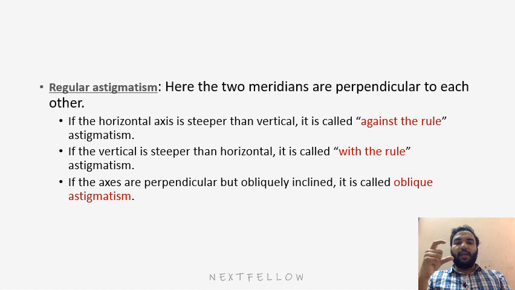So basically, with the rule astigmatism is where the vertical meridian is steeper. That is how our cornea is naturally present. That's why it's called with the rule. It's following the rule. So vertical astigmatism can be either plus 90 degrees or minus 180 degrees. Remember that if it's plus power at 90 degrees, then it's a steeper vertical axis. If it's minus at 180 degrees, then also it's a steeper vertical axis. Plus means a converging lens, whereas minus means a diverging lens. So plus 90 and minus 180, that you should remember.